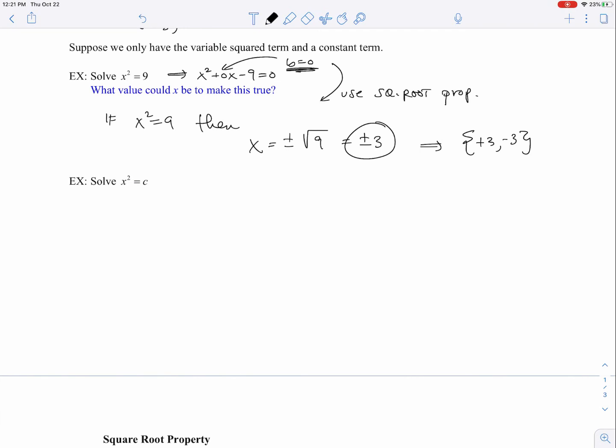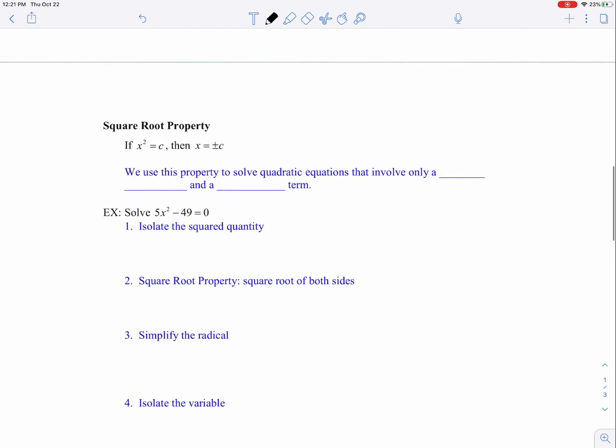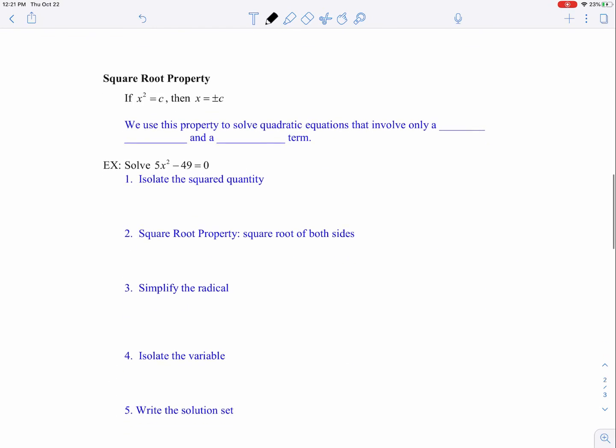And then they want us to do the same thing again, but generically. This is the square root property stated. If x squared is equal to c, then x is equal to plus or minus the square root of whatever c is. That's just a general statement of the square root property, and that's what they're stating here.